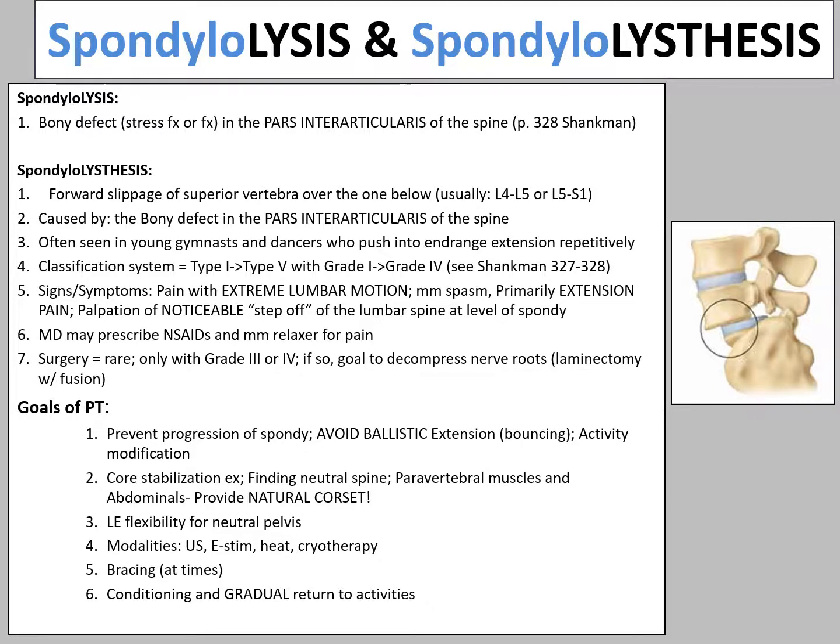We're going to do a lot of core stabilization, so trying to have the abdominals protect the spine. We're going to teach the patient about where neutral is. If they've been doing a lot of extension, that will start to feel like their normal standing posture. So we try to find a neutral pelvis, a neutral spine. We can do modalities to decrease pain and inflammation. Some of the more severe types may need bracing. And then we will try to educate and return to activity as possible.